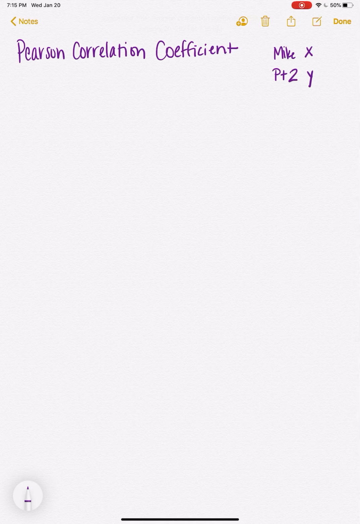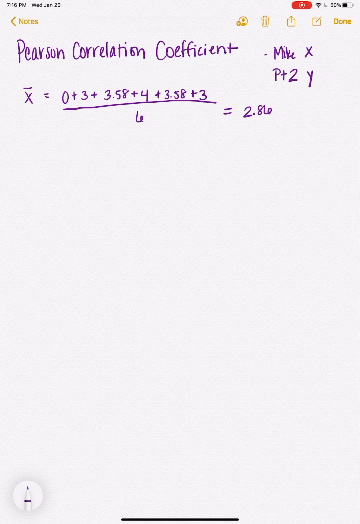So the first thing I want to do is calculate the mean of the values for Mike Smith. Mike Smith again is X, and I'm calculating the mean, which is the average, so that's the X with the line over it. I'm going to go down his column: 0 plus 3 plus 3.58 plus 4 plus 3.58 plus 3. Then to find the mean, I divide by the total number of values, which is 6. That gives me 2.86. That's my average, or mean, for Mike Smith.